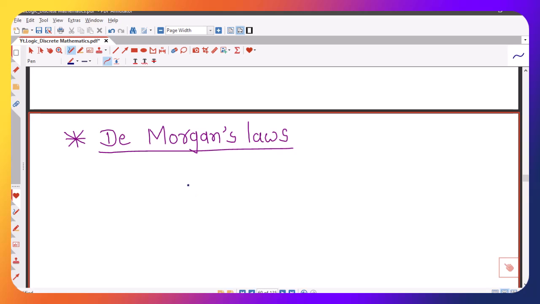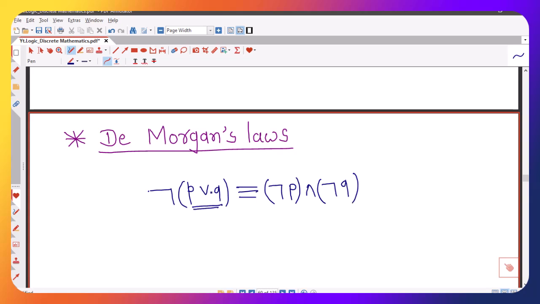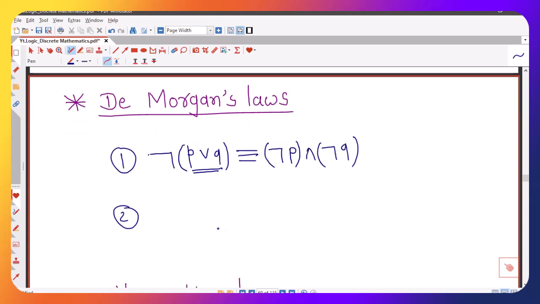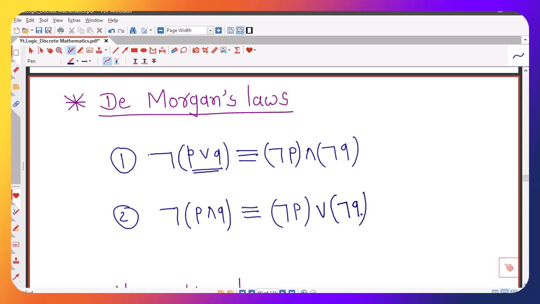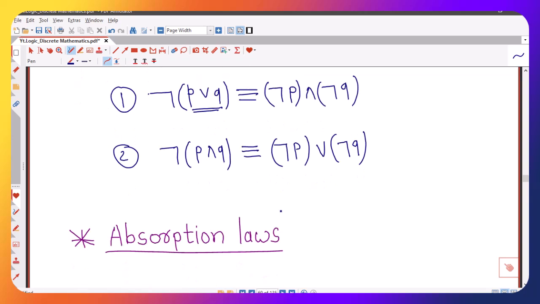De Morgan's laws are: negation of (P or Q) is equivalent to negation of P and negation of Q. Negation of this disjunction is equivalent to the conjunction of negations of P and Q. Another De Morgan's law is: negation of (P and Q) is equivalent to negation P or negation Q. That is, negation of conjunction is equivalent to disjunction of negations.